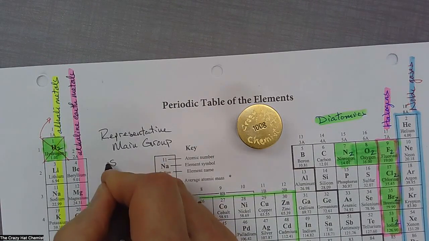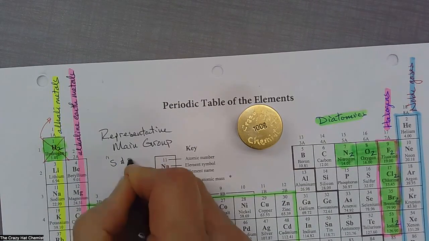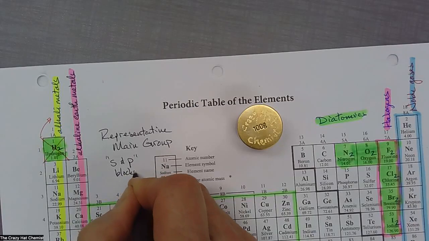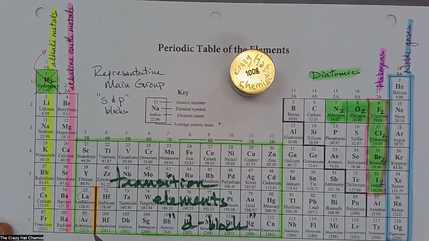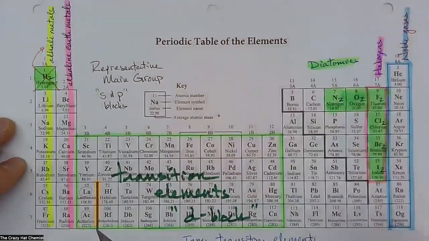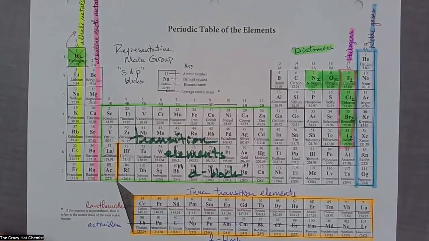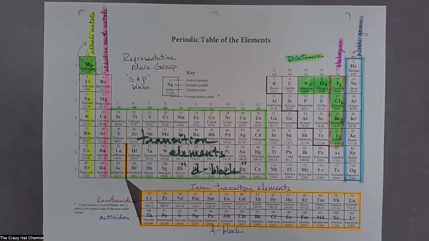And these are going to be the S and P blocks. So the S and P type orbitals. So this is what we're going to do. And so let's zoom on out just a little bit so you can see all of this entirely, completely.